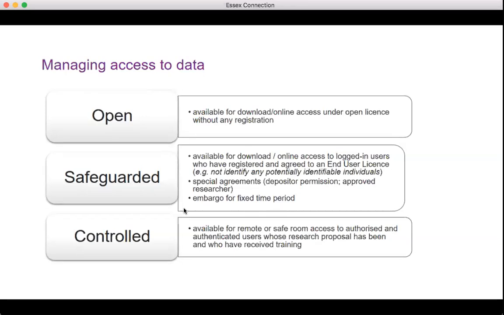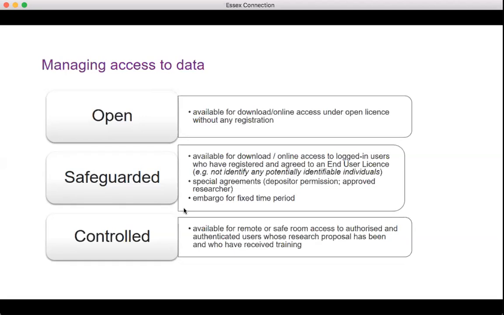The second category is safeguarded, and there are different versions of this option depending on the data we're discussing. Safeguarded data can be accessed by registered users who have to sign our end user license, but depending on the particularities of the data deposited, special conditions might need to be met, such as obtaining permission from the depositor. Also, embargoes might be applied for limited periods of time to allow the researchers to publish their findings.